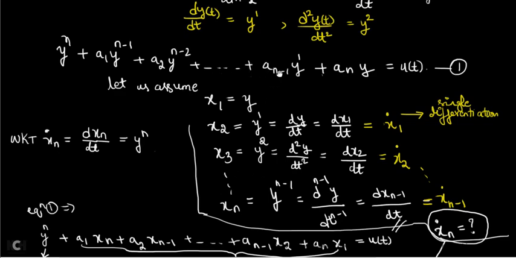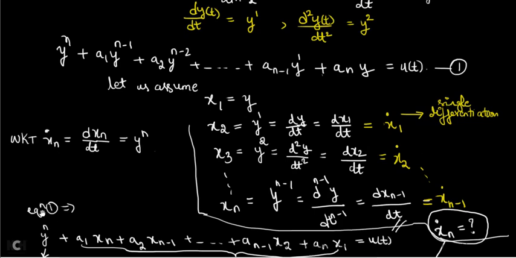Etc. Plus an minus 1, you write down as it is. Y power 1, what is y power 1? x2. That x2 you write down here. Plus an, an you write down as it is. Y, what is y? Y is nothing but x1. That you write down, is equal to u of t.